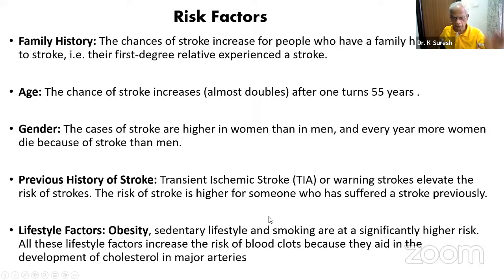Lifestyle factors, we already talked of obesity, sedentary lifestyle, and smoking, which increase the risk of hypertension, diabetes, and blood cholesterol levels.